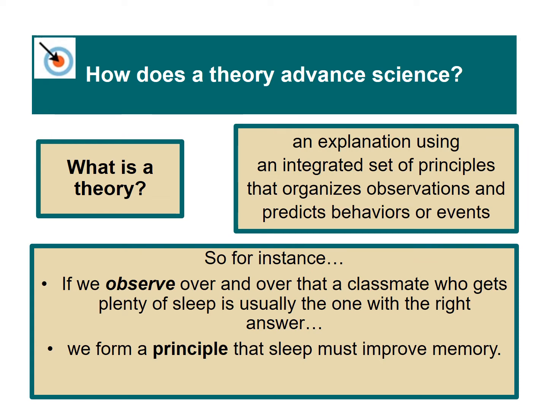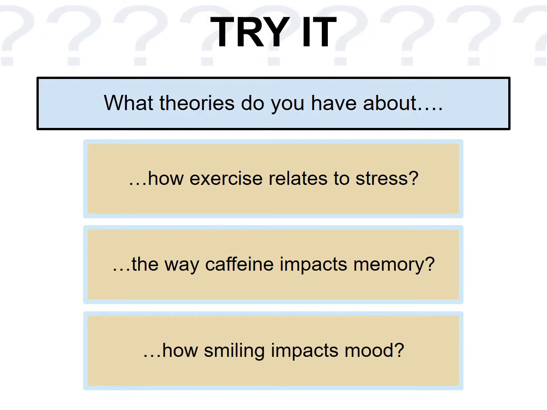So, for instance, if we observe over and over that a classmate who gets plenty of sleep is usually the one with the right answer, then we're going to form a principle that sleep must improve memory. What theories do you have about some common things like how exercise relates to stress, the way caffeine impacts memory, how smiling impacts mood?